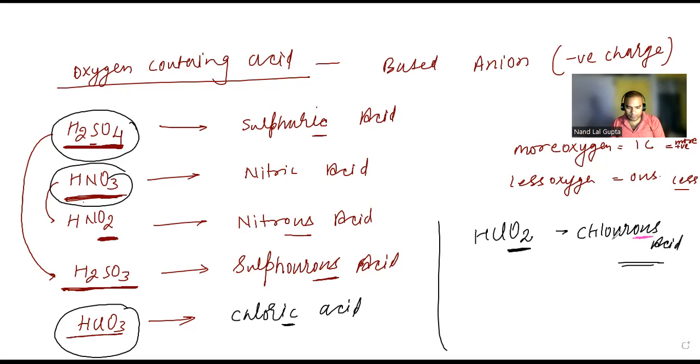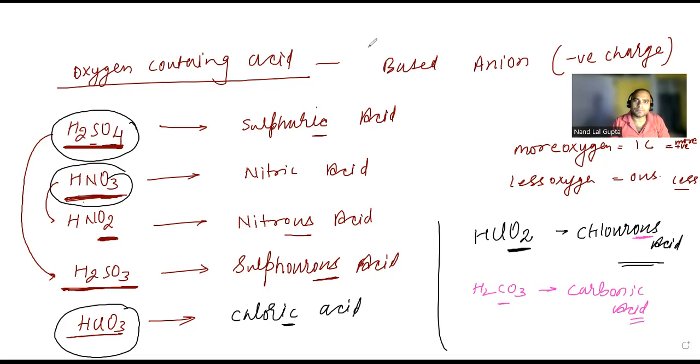Next one, if I go, what are there? See, one more is there. H2CO3. This is carbon, and oxygen is there. So this is called carbonic acid. So this much is there in your syllabus. Other things I will give you in the form of exercise that you can practice. They will give this much only, not more than that.